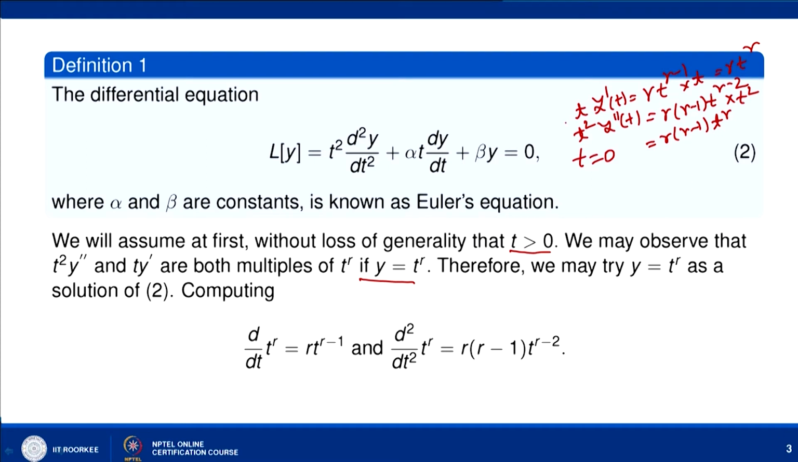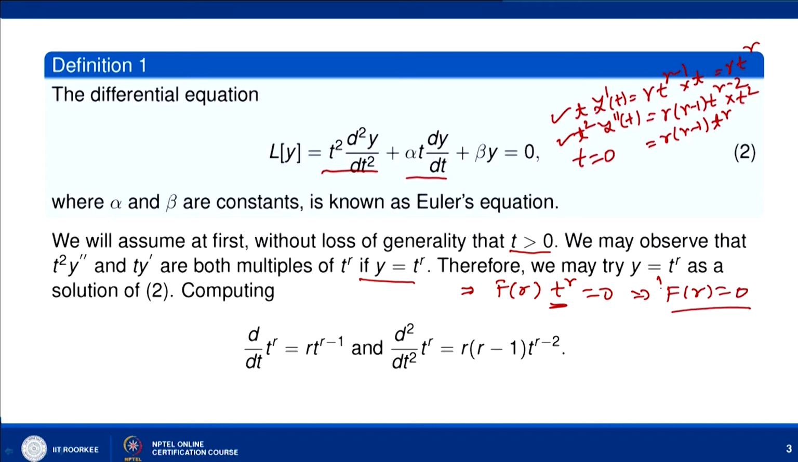So, if y(t) = t^r, then t y'(t) = r t^r, and t² y''(t) = r(r-1) t^r. So these components are multiples of t^r. When y = t^r, this equation can be written as a polynomial in terms of r times t^r equal to 0. Since t^r is non-zero, y = t^r is a solution of this equation provided that f(r) = 0.